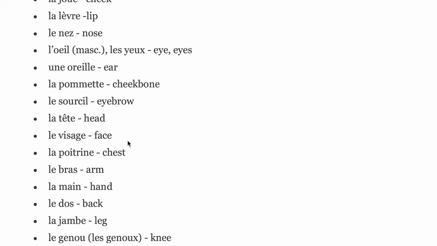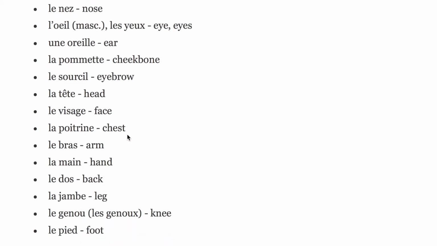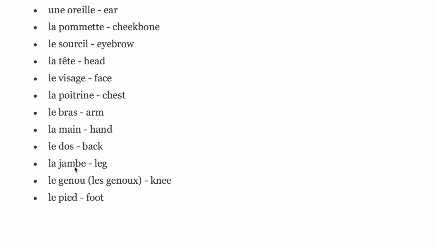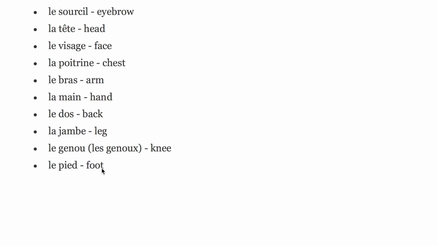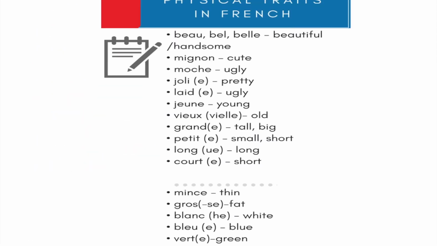La tête, head. Le visage, face. La poitrine, chest. Le bras, arm. La main, hand. Le dos, back. La jambe, leg. Le genou, les genoux, knee. And the second one here with the X at the end is for both knees. Le pied, foot. Let's talk about physical traits in French. Number 1, beau. Beau for masculine.